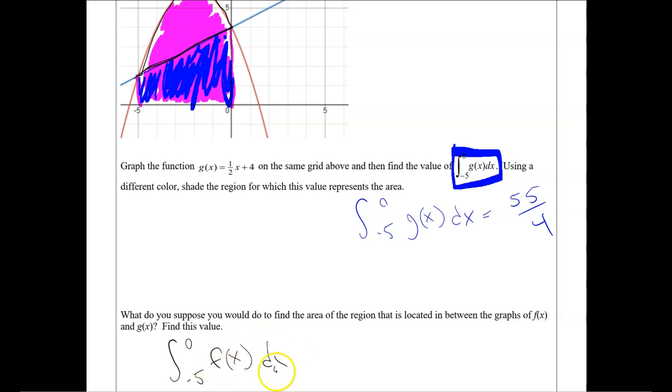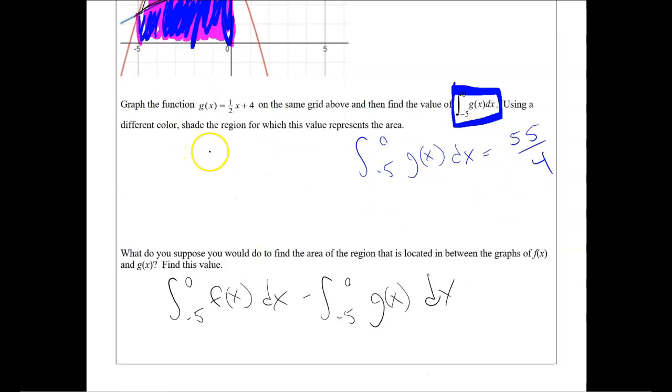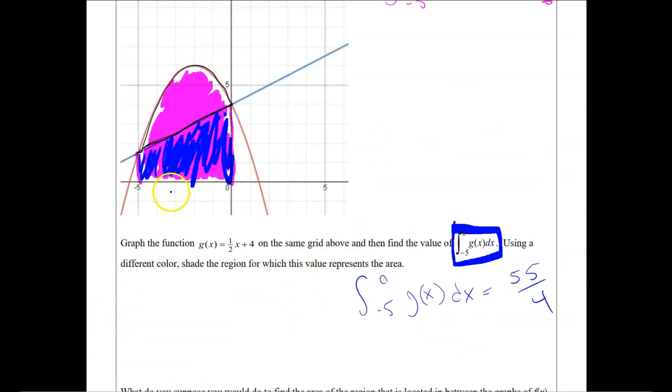I want to take that, and I want to subtract the integral from -5 to 0 of g of x. Because the area between the curves would be the difference from the total minus this little piece on the bottom here, right? So that would be 145 over 6 minus 55 over 4, which again, we could do by hand. I'm just going to be a little bit lazy and evaluate on my calculator, and I get 125 over 12. So that's the area between the curves.